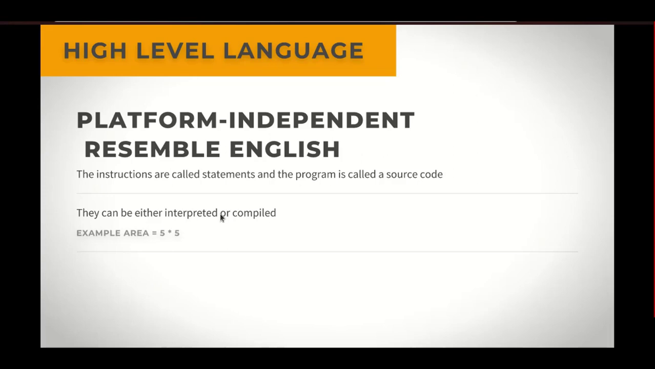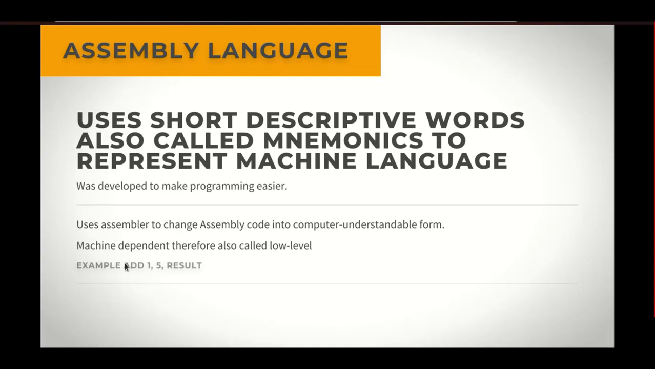So you can code using machine language in any machine. Like you can use your PC, or you can use your MacBook, and at the end of the day the same code works in any machine. So it's platform independent, and then it also resembles English. Assembly language, for example the example here says add 1 5 result, right?